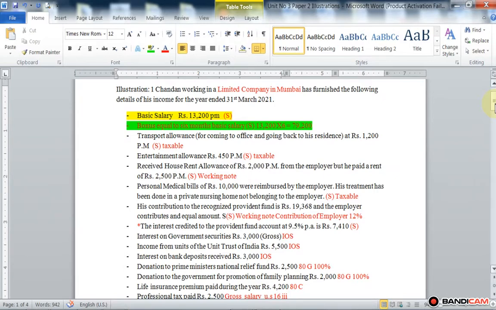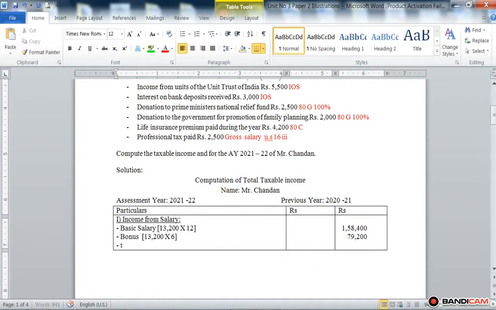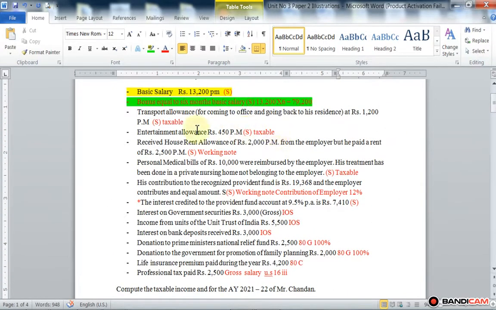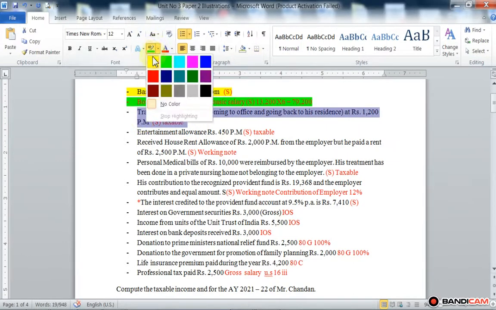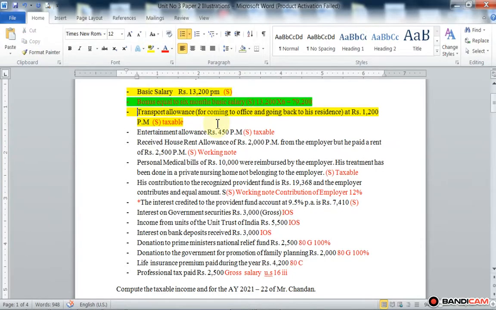Okay, then next, that is transport allowance. So transport allowance 1,200 per month, fully taxable, per month multiplied by 12. So in amount column, rupees 14,400. Then next, transport allowance is taken into consideration. So we highlight the transport allowance. Once we consider, then we cannot again consider the transport allowance, so we highlight the transport allowance by yellow color.